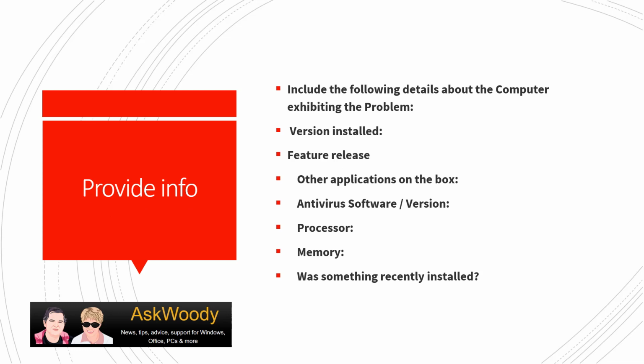You'll want to provide information about your computer system. So you'll want to talk about what version is installed, what feature release, if there's other applications on the box, if you have antivirus installed, what processor, what memory. And one of the key things of kind of cause and effect is what was something recently installed. It doesn't necessarily have to be patches. Something else could have been installed on that box, like an update to your antivirus, or some third-party software that you installed that put something else on your machine that you didn't realize.